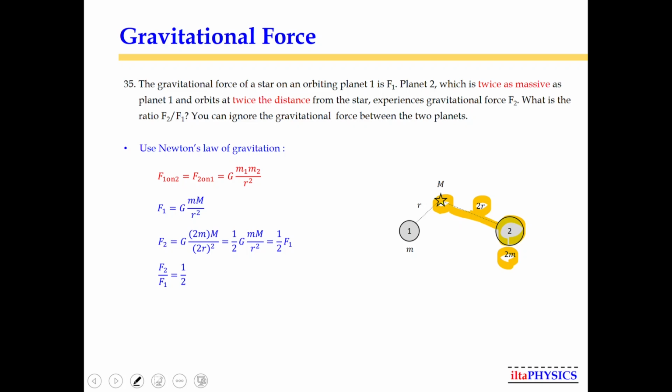Now, let's calculate each force using the formula for universal gravitation. The force that planet 1 exerts to pull the star can be expressed, according to the law of universal gravitation, as the gravitational constant G times the mass of planet 1, lowercase m, times the mass of the star, capital M, divided by r squared. If we calculate the force exerted by planet 2 in the same way, the mass is twice as much and the distance is also twice as much. So when we calculate it, it turns out to be half of the force from planet 1. Therefore, the ratio of the two forces is 1/2.